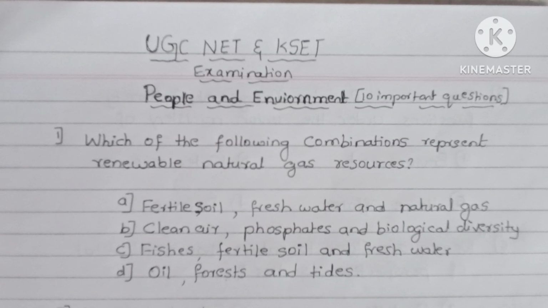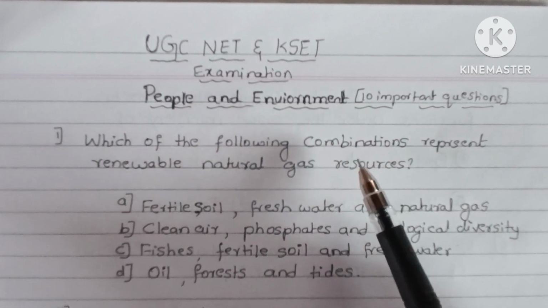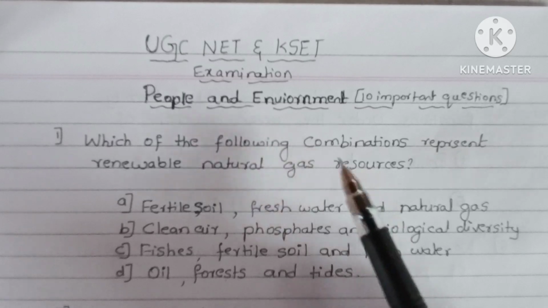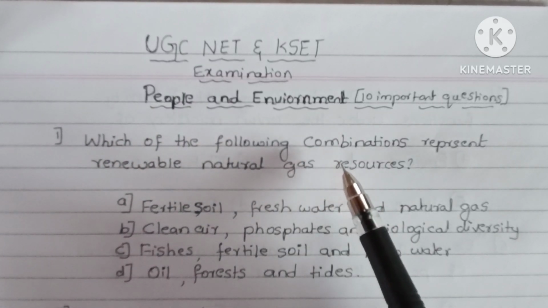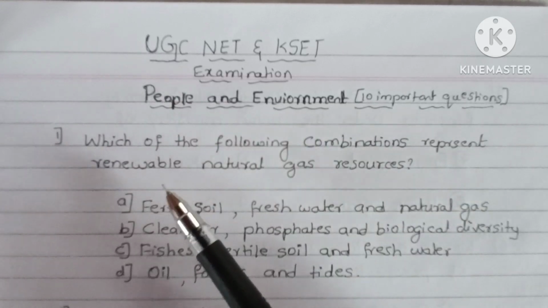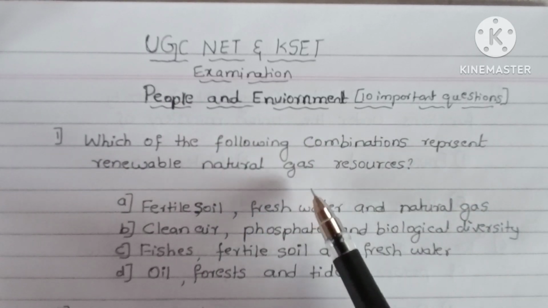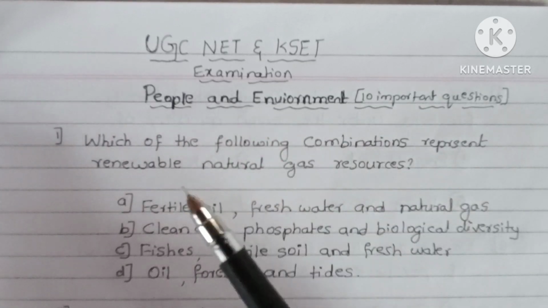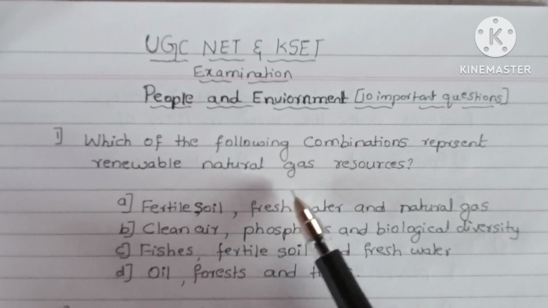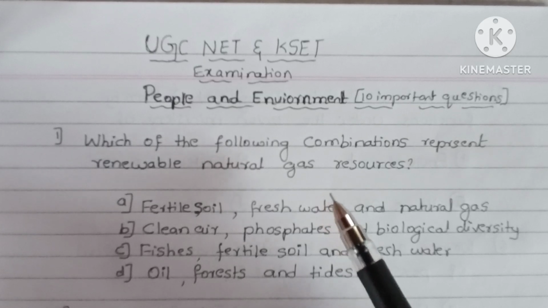Today we are discussing the UGC NET and KSET Examination, Paper 1 subject, People and Environment. Let us discuss 10 important questions. Which of the following combinations represent renewable natural resources?